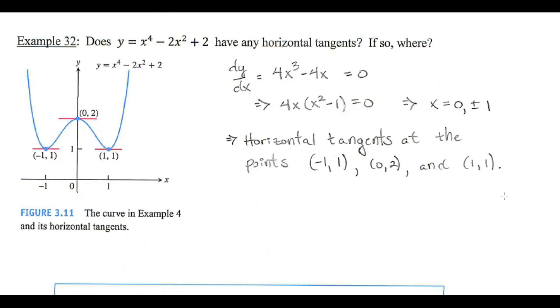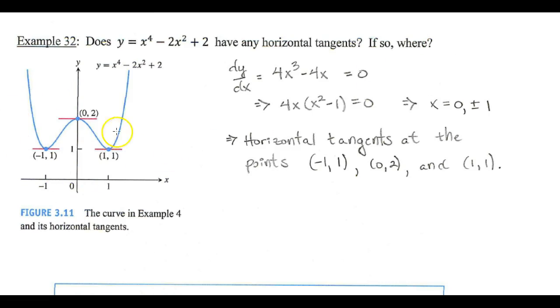Okay, still in section 3.3, discussing differentiation rules. Here in example 32, there's no new rule. I just want to make sure we understand and remember what the derivative of a function gives us. So in this example, we ask, does y equals x to the fourth minus 2x squared plus 2 have any horizontal tangents, and if so, where?